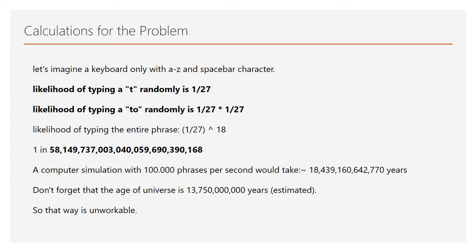For the likelihood of typing the whole phrase, it is 1 by 27 to the power 18, because to be or not to be is an 18-character phrase. So it is similar to 1 in a huge number; I can't count what it is, it would take me too much time.